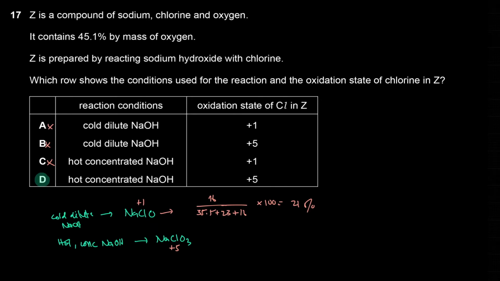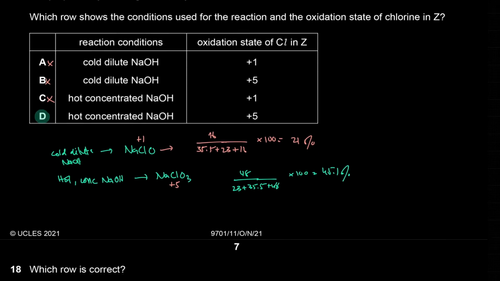You can verify this. We have 48 as the 3 oxygen atoms over here. Then we have 23 plus 35.5 plus 48, and multiply this by 100. What does this come out to? And this comes out to 45.1%. Although we don't really need to do this calculation here. You can just do one of the calculations. You can either calculate this or this, and the other one you can deduce is the answer.